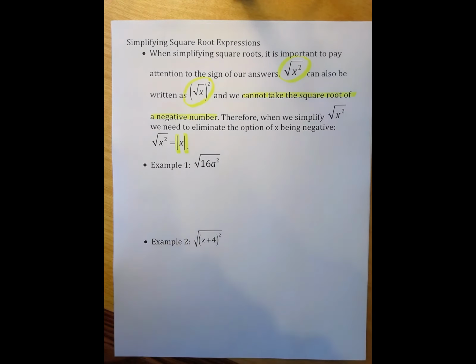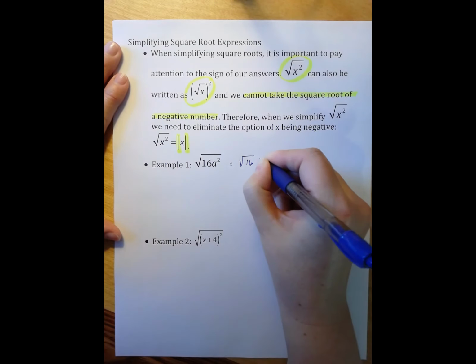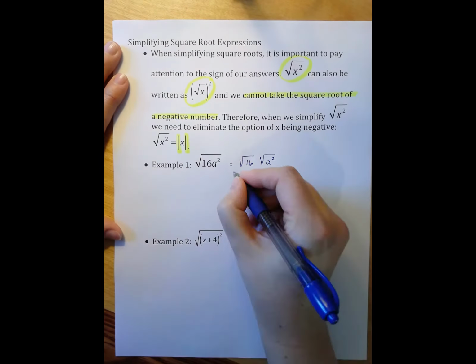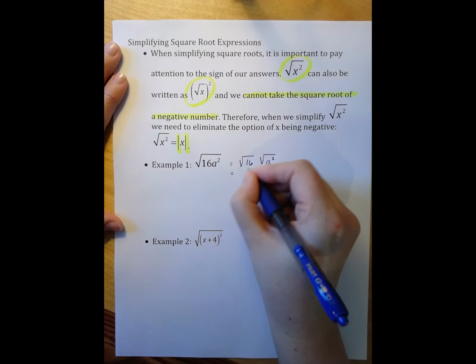Our first example, the square root of 16 times the square root of 16a squared. So I can break this up into the square root of 16 and the square root of a squared. Now the square root of 16 is a number that we are familiar with. 16 is a perfect square, and so I can rewrite the square root of 16 as 4.